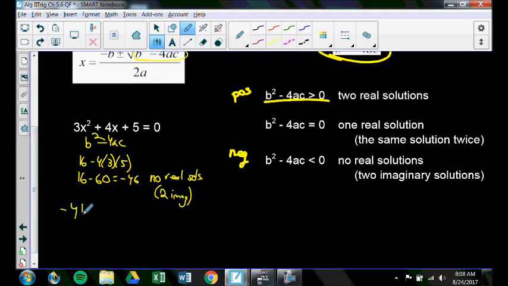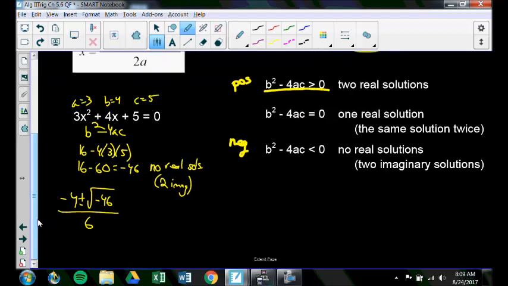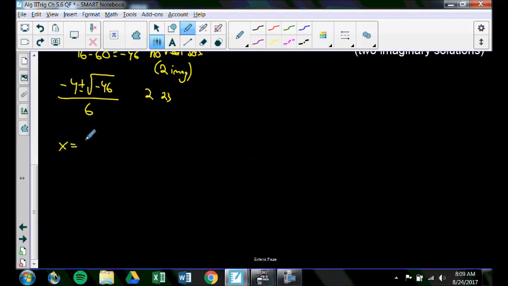Now I'll write negative 4 plus or minus the square root of negative 46, all divided by 2a, which would be a 6 in this case, because a is 3, b is 4, c is 5. Can 46 break down? That's 2 and 23. That's prime. So 46 is not a perfect square and doesn't simplify. So my solutions I would write as x equals negative 4 plus or minus i root 46 over 6. And since we like imaginary numbers to be split up into parts, I would write negative 4 over 6 plus or minus i root 46 over 6. And negative 4 over 6 is negative 2/3.